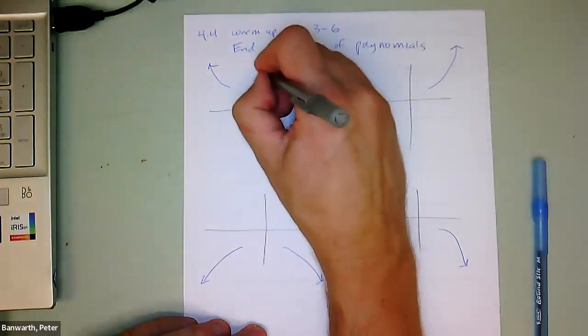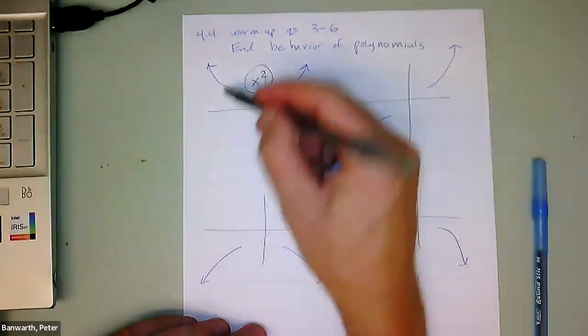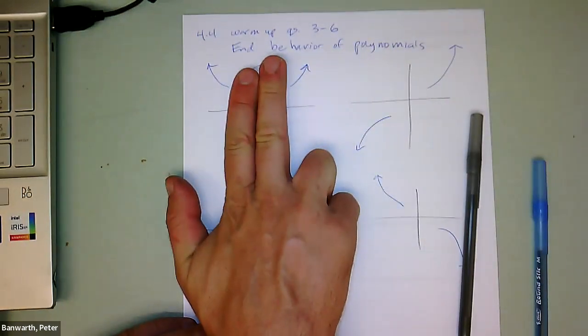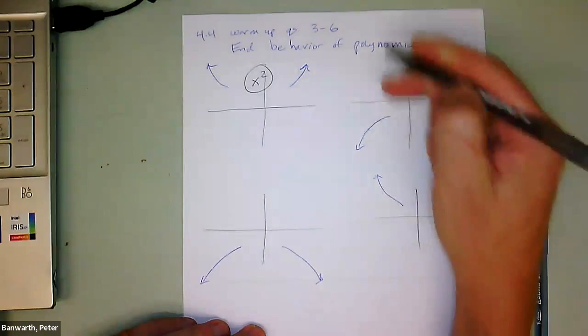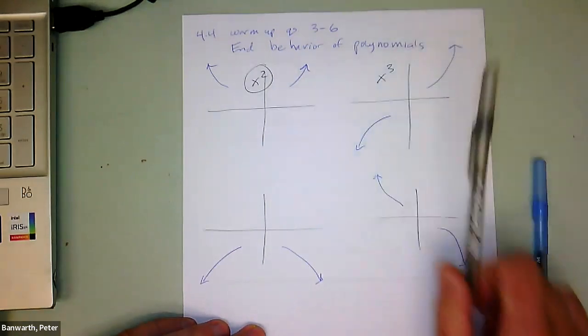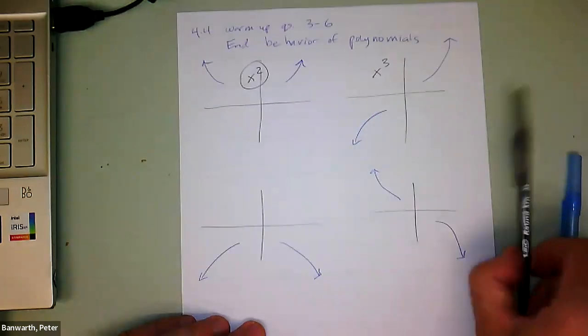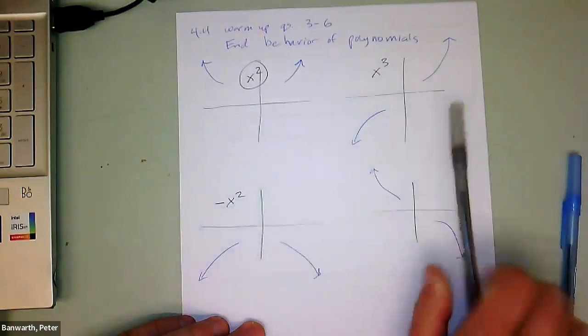So this one is x squared. I mean, there might be a lot of stuff in the middle, but remember what I said, cover it up and just look at the ends. Yeah, that looks like x squared. This one looks like x cubed. If you cover it up, that looks pretty much like x cubed. This one looks like minus x squared.